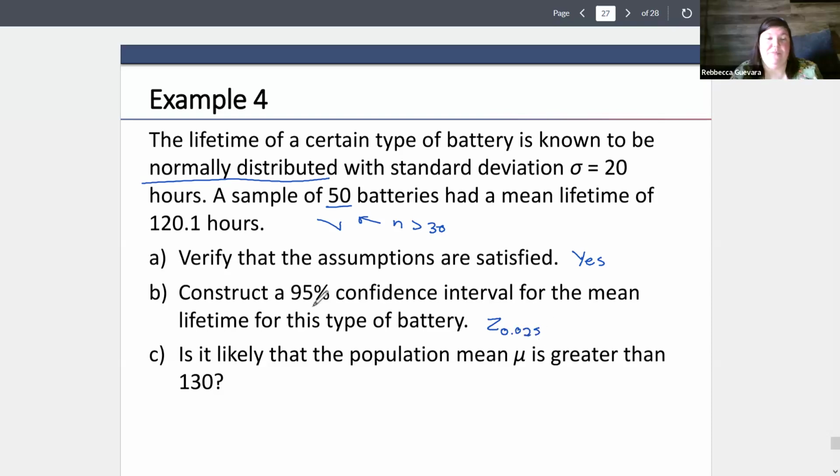So if I'm doing a 95% confidence interval, there's 5% left over for my alpha. If I divide it by 2, I get 2.5. So I'm looking at Z 0.025. And we've done this one a couple times. We know that's going to be equal to 1.96.